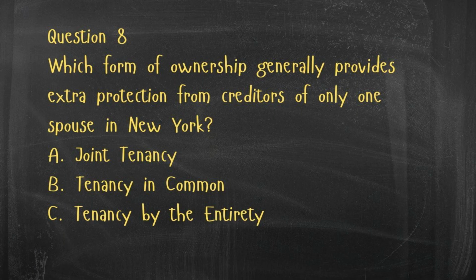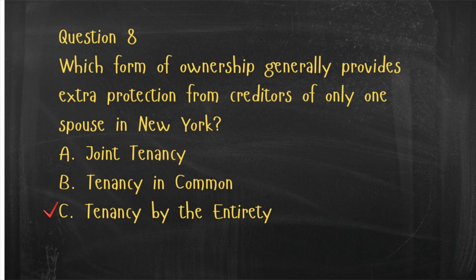Question number 8. Which form of ownership generally provides extra protection from creditors of only one spouse in New York? A. Joint tenancy. B. Tenancy in common. C. Tenancy by the entirety. The answer is C. Tenancy by the entirety.